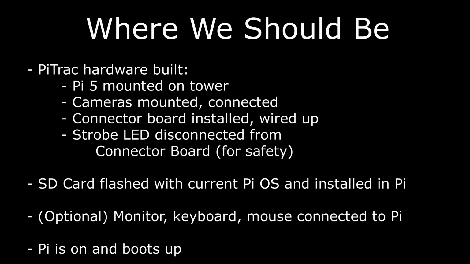At this point of your build, you should already have the basic PiTrac enclosure and physical parts of the system built. The Pi 5, the cameras, the connector board should all be wired up and installed on the tower. You should have your power supply connected and working. You should have an SD card flashed with whatever the current Pi operating system is. In this case, we are going to be using the Trixie version of the Pi operating system.